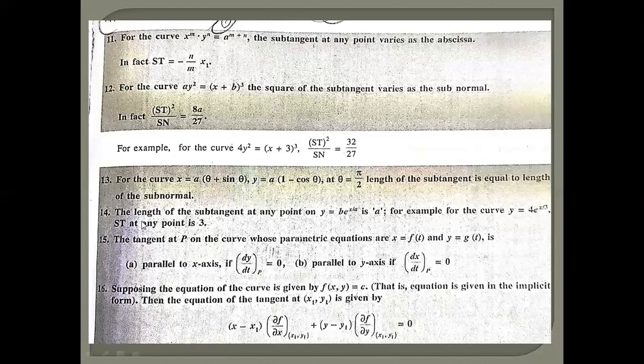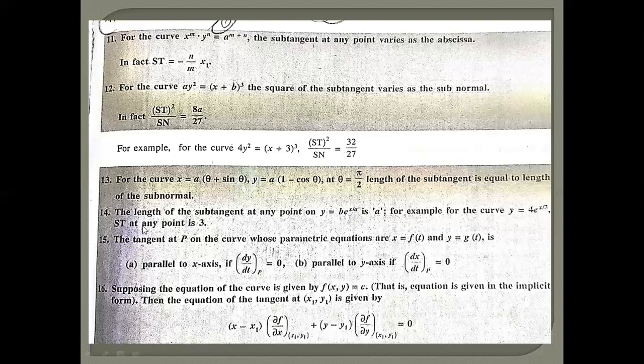Next, 14th one, the length of the subtangent at any point on y is equal to b e to the power x by a is a. For example, for the curve y is equal to 4 e to the power x by 3, the subtangent at any point is 3. This depends upon the a value.